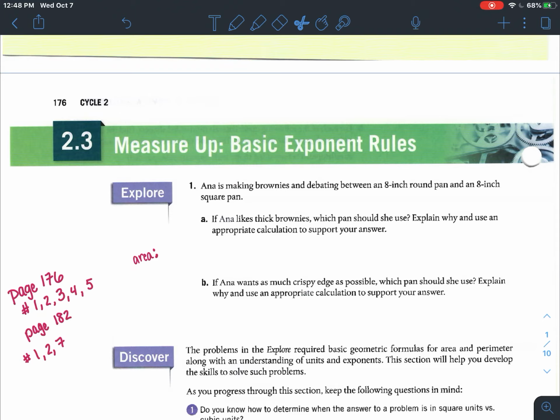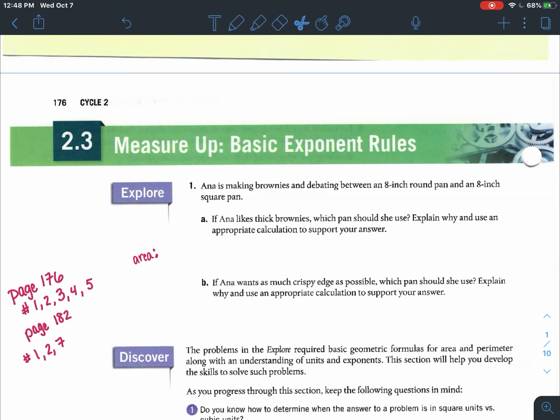So think of a baking sheet versus a cup. If you filled the cup, very small area, you're going to fill the cup up very high. But if it's got a large area, like a baking sheet, it's going to be very thin. You might not even cover the whole thing because there's not enough brownies. So in this case, they're both 8 inches, but one is round and one is square.